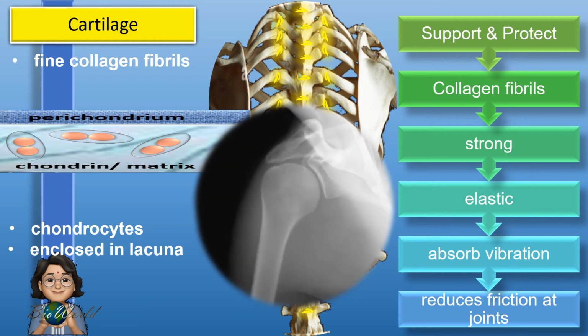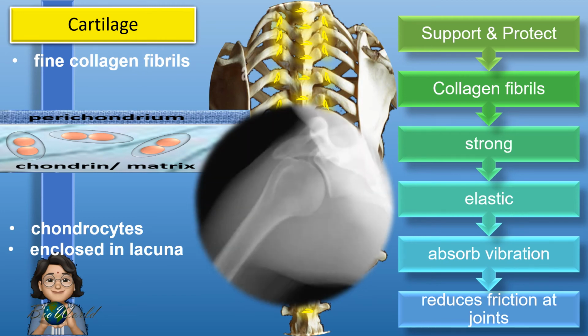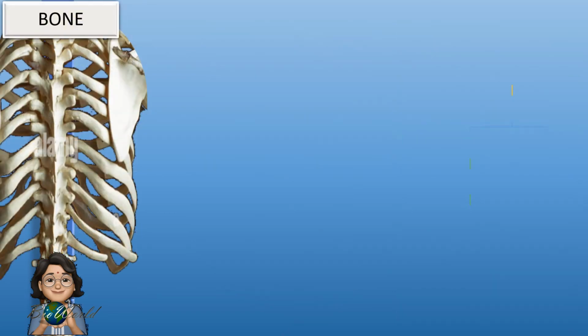Next, let's have a look at the bone. The bone is a much harder structure compared to cartilage. However, you will find some similarities between the bone and the cartilage. For starters, the bone is actually made up of the same collagen fibers that make cartilage.